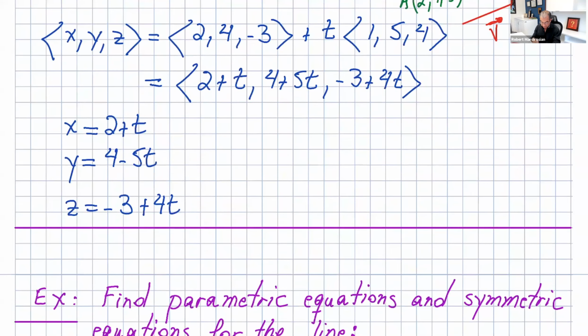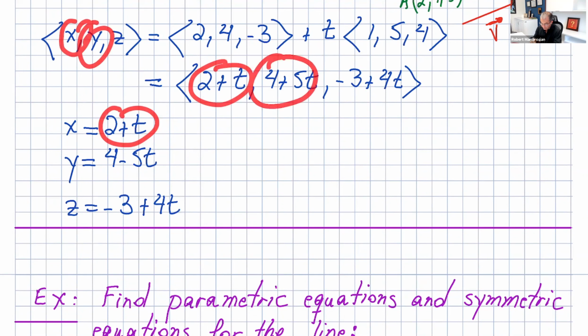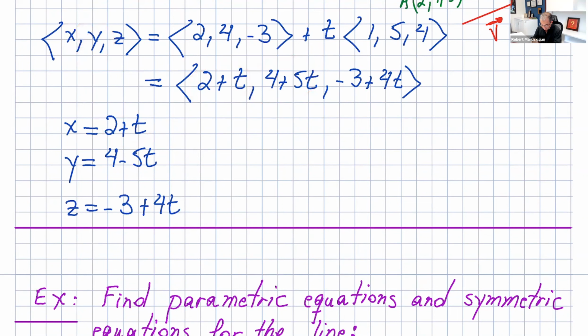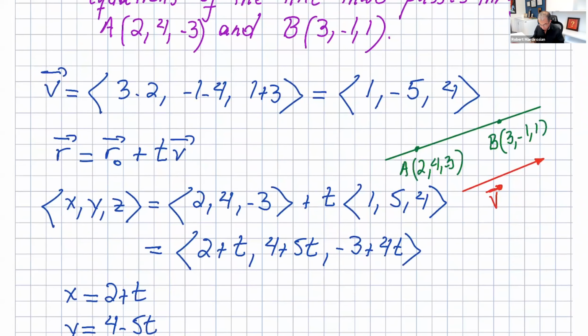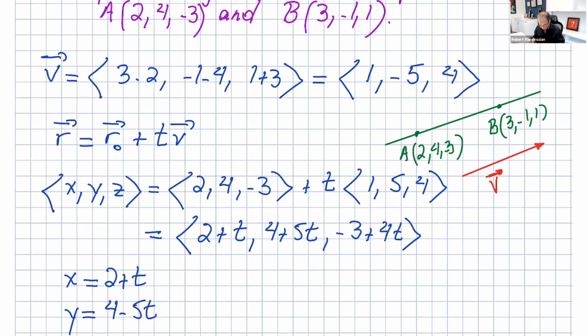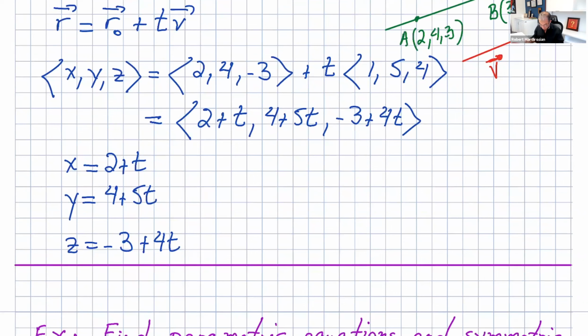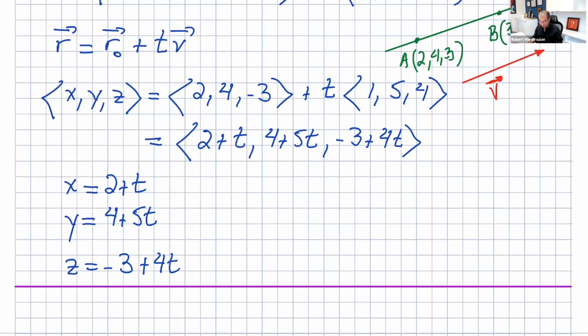Now the parametric equations, again: we know x is 2 plus t. y is that one, which is 4 plus 5t. And finally, we have the z component, which is negative 3 plus 4t.